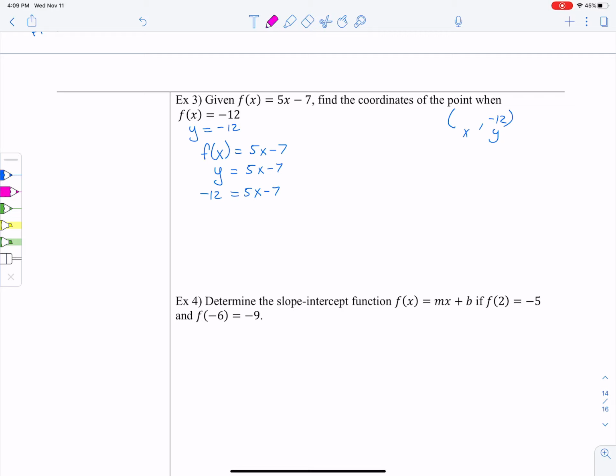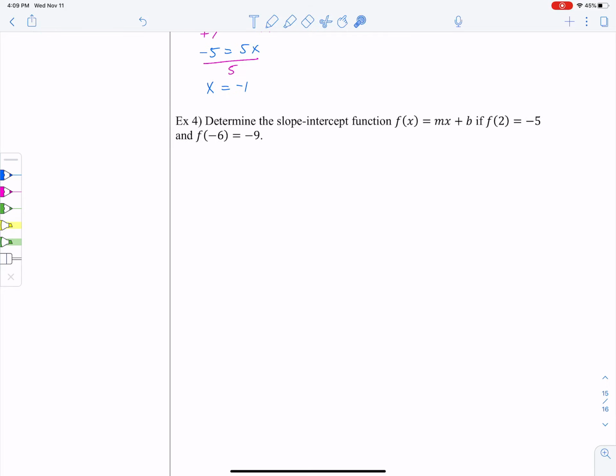So we need to get the 5x alone. So we're going to add 7 to both sides. So we get negative 5 is equal to 5x. And then we're going to divide everything by 5. So we get x is equal to negative 1. So here we can put negative 1 up here.